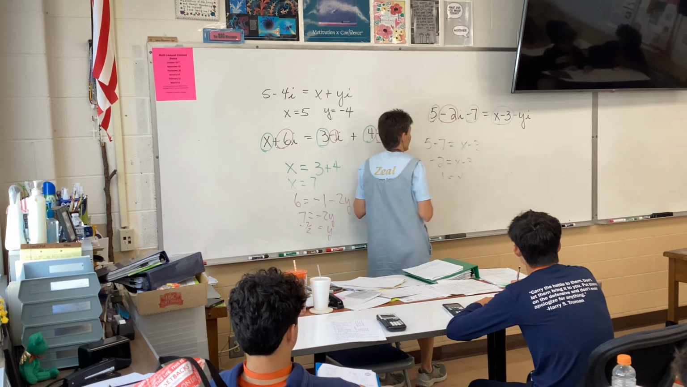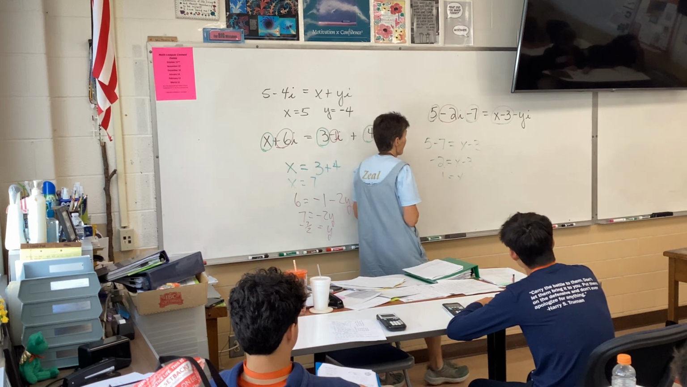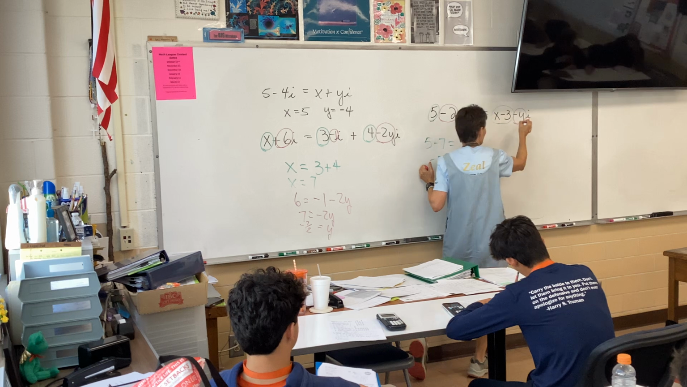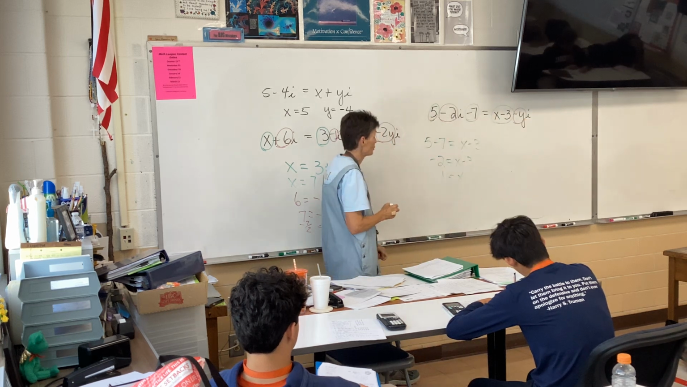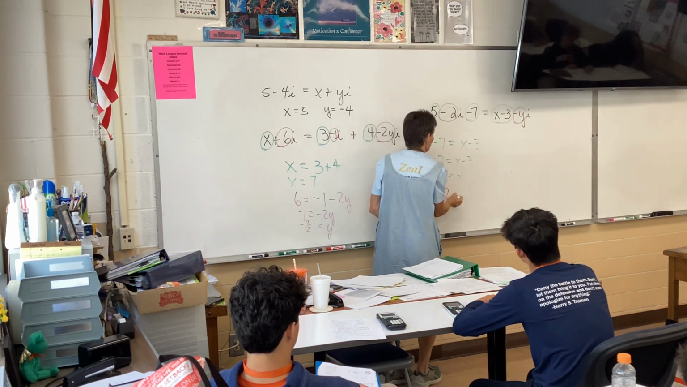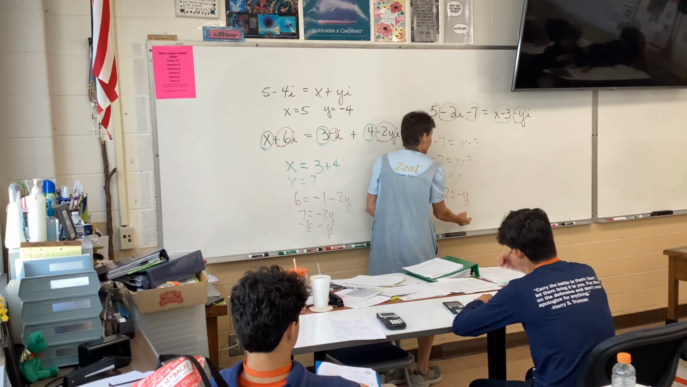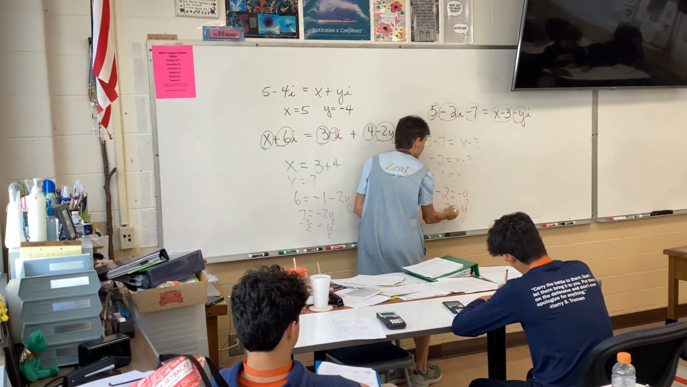Negative 2 hooked to the i over here. And negative y hooked to the i over here. So Joe, this is your question. Negative 2 has to equal negative y. So y equals 2.